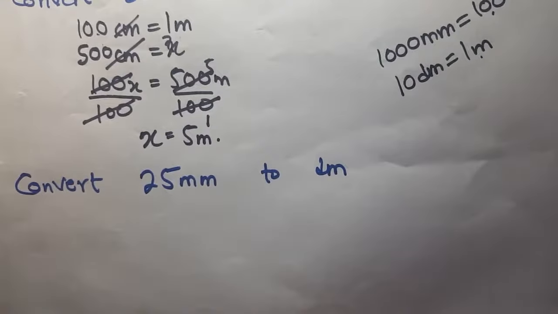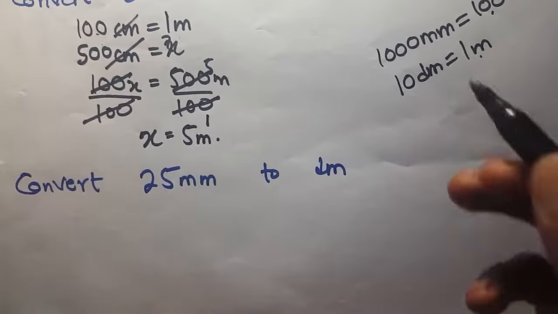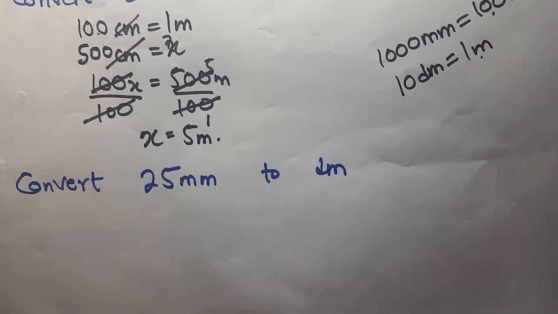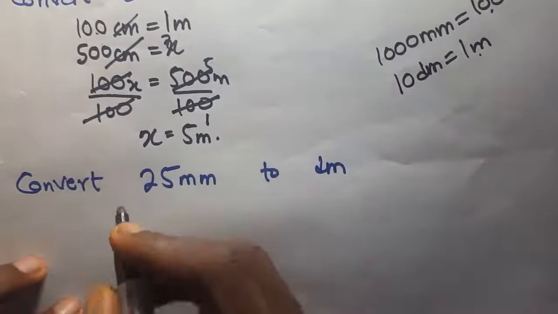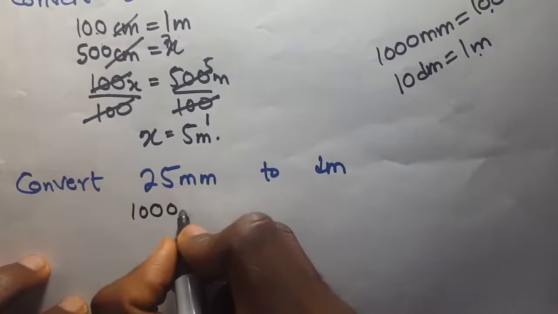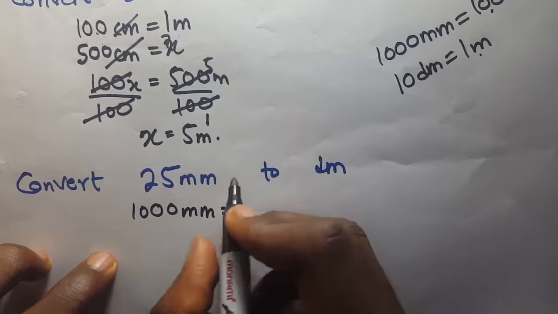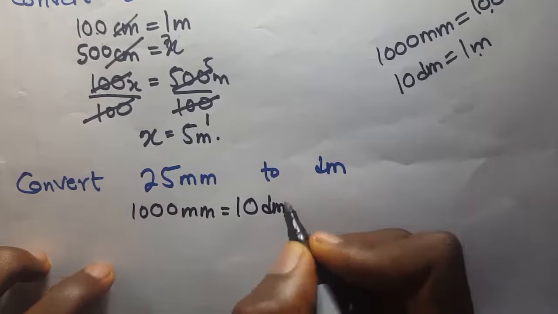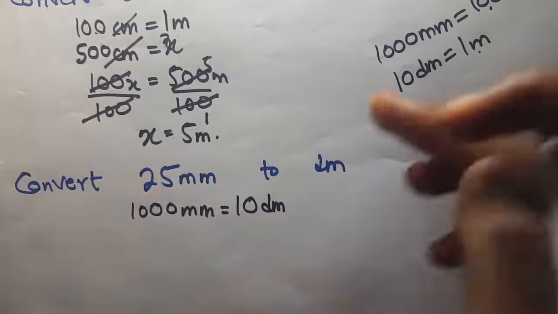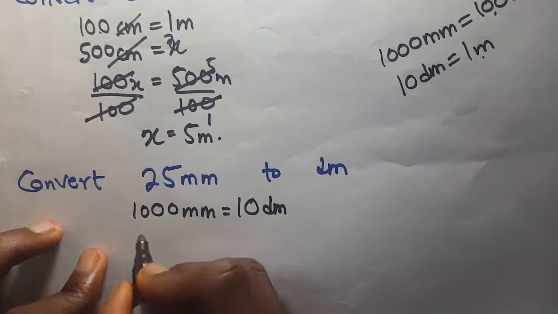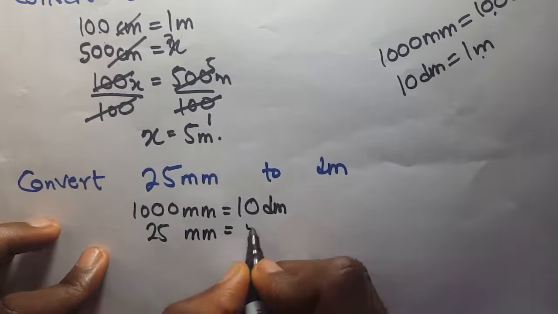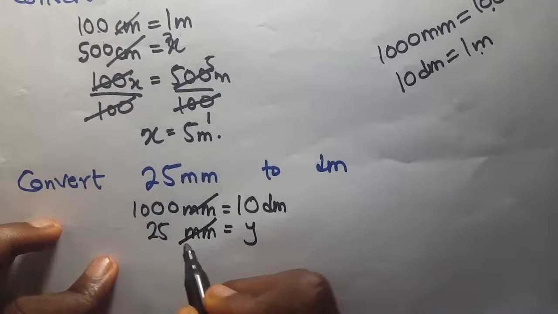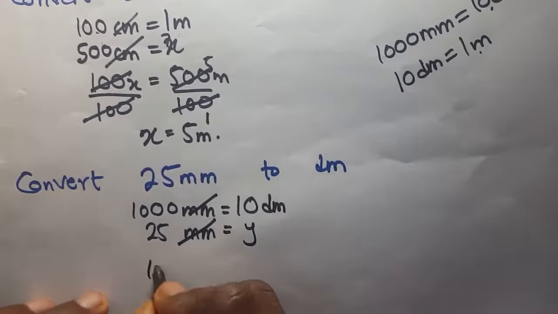Convert 25 millimeters to decimeters. From our formula, 1000 millimeters equals 10 decimeters. Let's look at the question and pick the two units we are told to convert. What you have is millimeter, so you put millimeter under millimeter. So 25 millimeters equals, we don't know, let's represent it with y. Millimeter cancels millimeter. Let's do our cross multiplication.